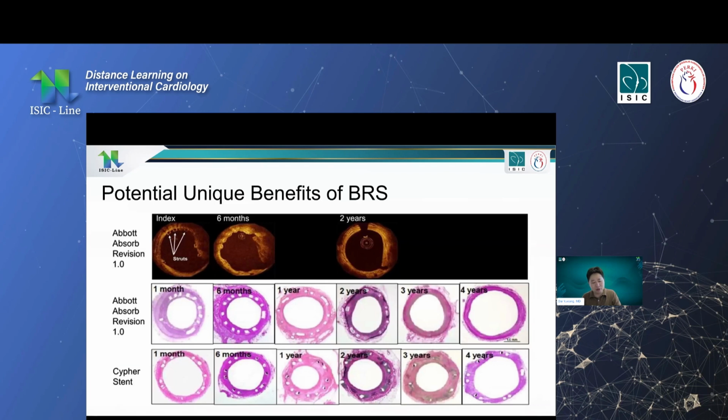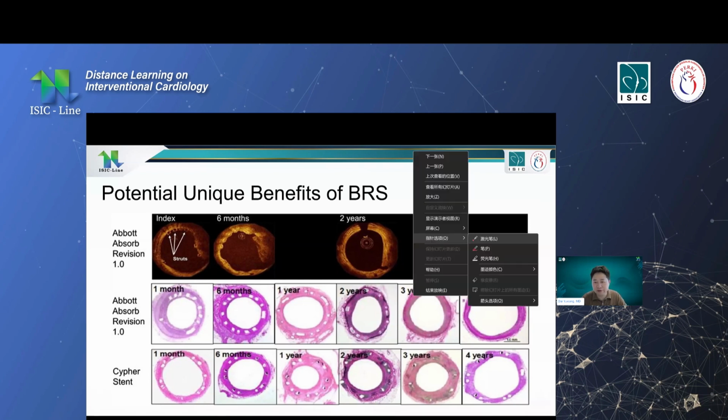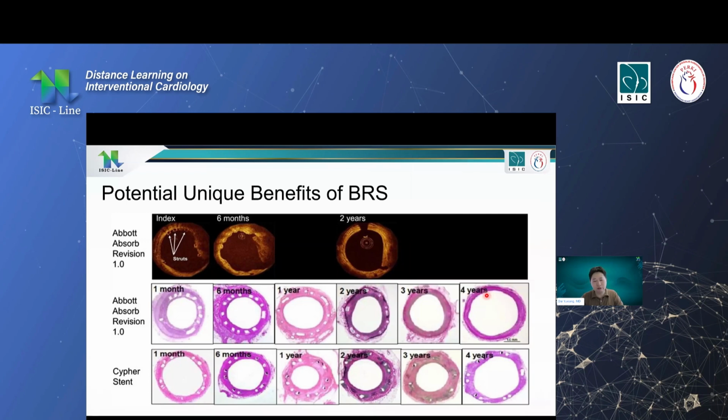And this is a real case, and we can see that complete resorption of BRS over several years is accompanied by return of adaptive vascular remodeling at 3 years and 4 years. You can see that positive remodeling occurred at 4 years.